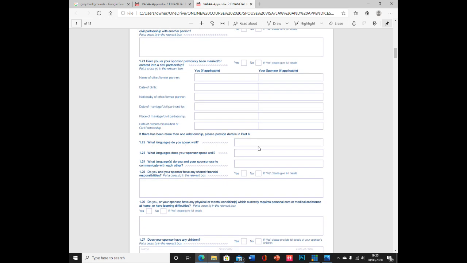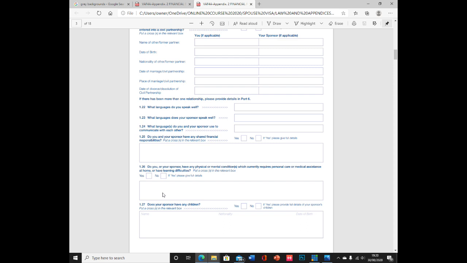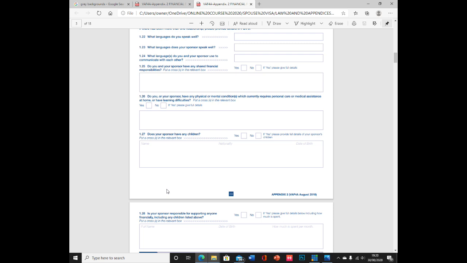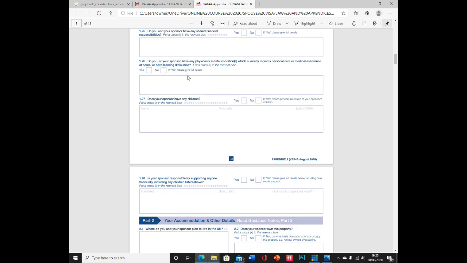So tell them what languages you speak, and what languages your sponsor speaks well. Tell them. In this section, do you and your sponsor have any shared financial responsibility? Tell them yes or no. Do you have any physical or mental condition? So if you have any mental condition, tell them, and tell them the reason. If you have any mental condition, you may be able to seek exemption from your English language requirement, but you must provide a doctor's or psychiatrist's letter to prove that.